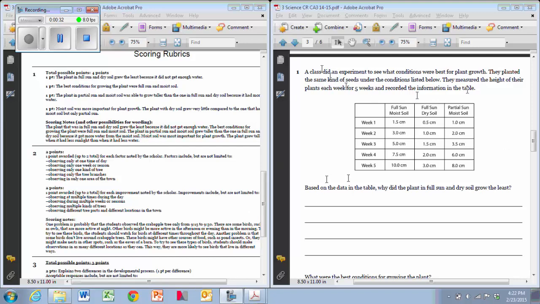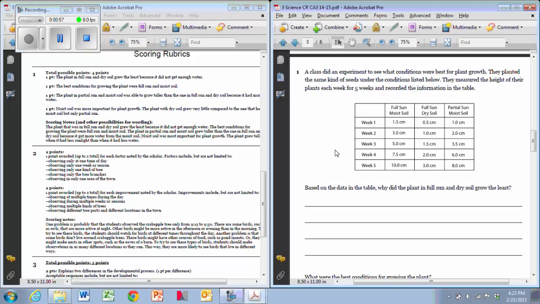an experiment that was done by a class and what they did with some plants that they planted and under what conditions they planted them in and what they did for 5 weeks. So this total question is worth 4 points total.